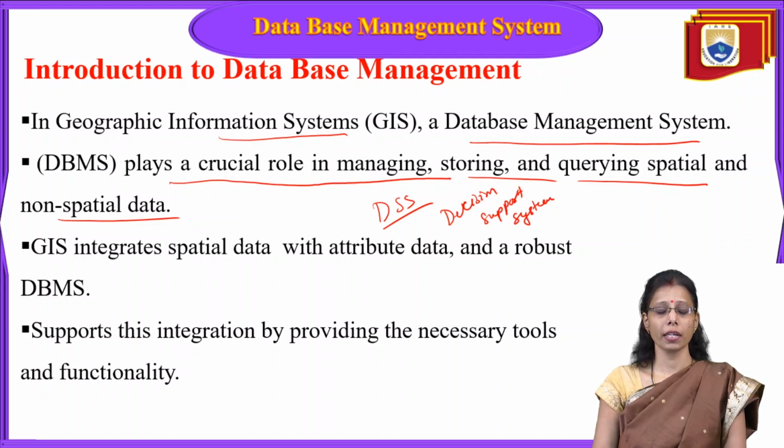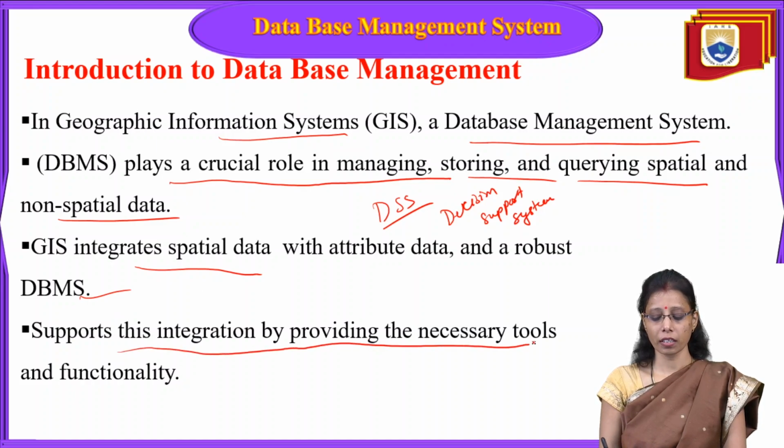It is very useful in various fields like disaster management, forestry, and water resources, because once you feed all this information into the DBMS of GIS, it helps you give a proper query and take a proper decision for any type of construction activities that are going to happen in such a city or area. GIS integrates the spatial data with attribute data and a robust DBMS, and it supports the integration by providing the necessary tools and functionality to the users.